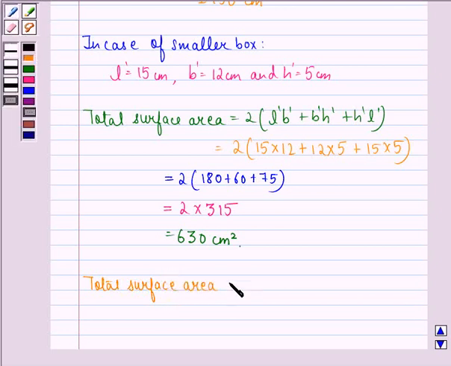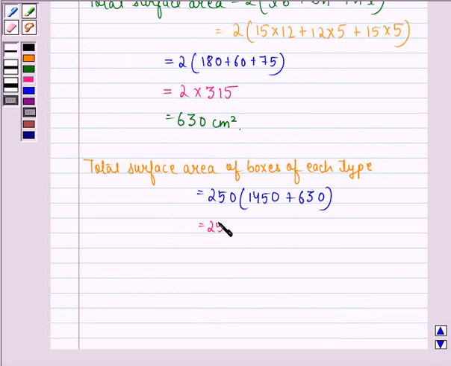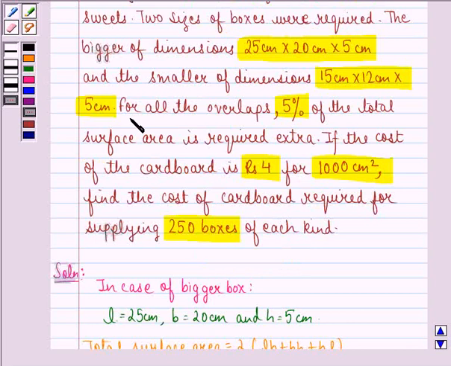So we see that total surface area of boxes of each type will be equal to 250 into 1450 plus 630, because totally we have 250 boxes. This is equal to 250 multiplied by 2080, and that is equal to 520,000 cm².